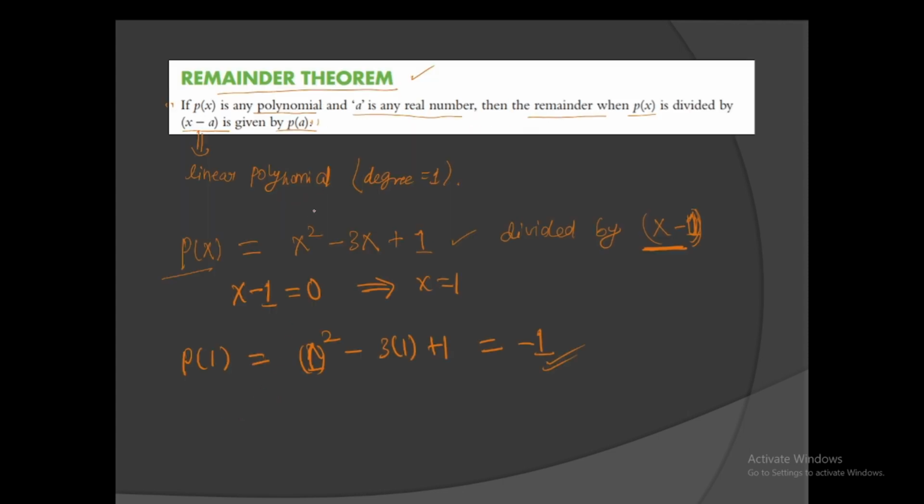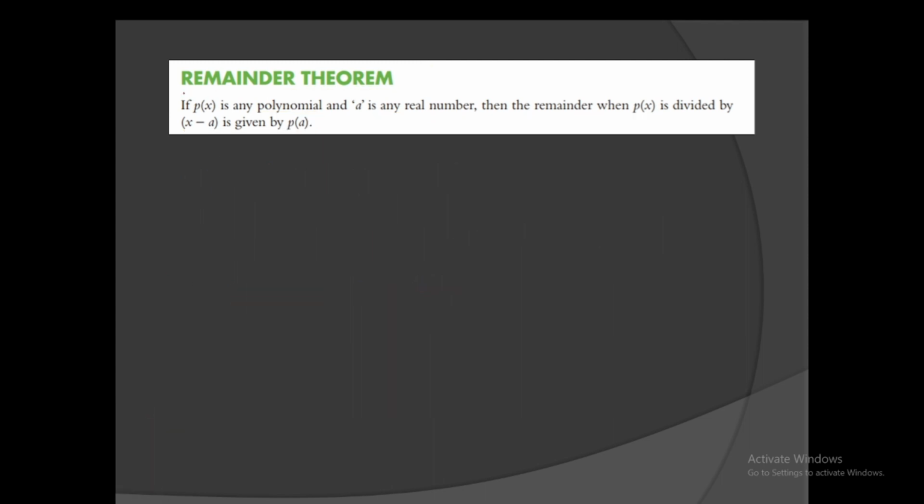Now about the proof of the remainder theorem. We know that the Euclidean division algorithm says that p of x is equal to q of x into g of x plus r of x. Basically, the dividend, the thing which we are dividing, equals quotient into divisor plus remainder. P of x is dividend equals quotient into divisor plus remainder.